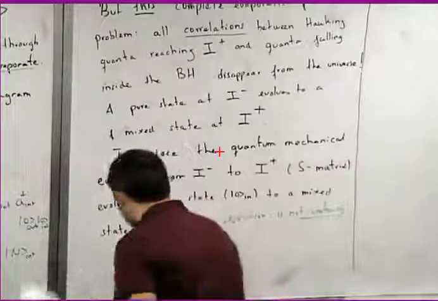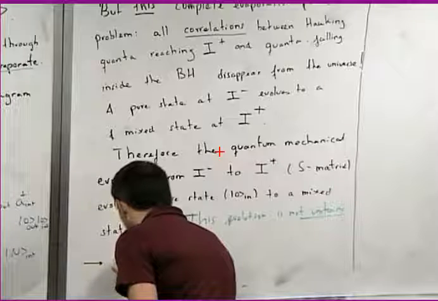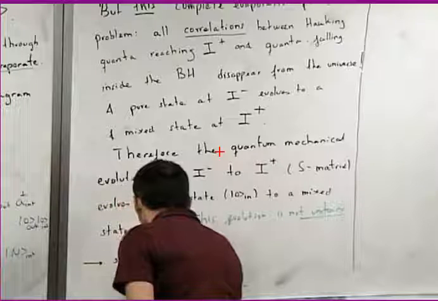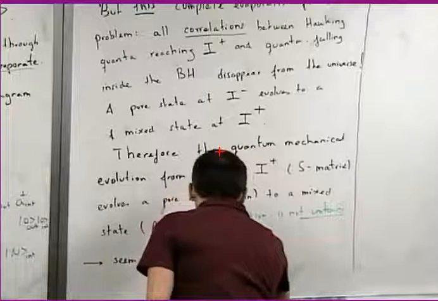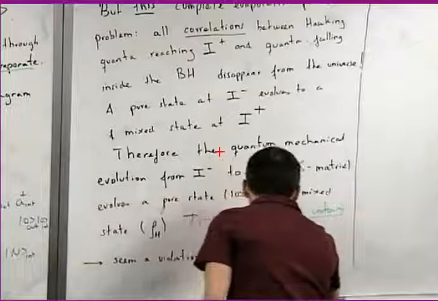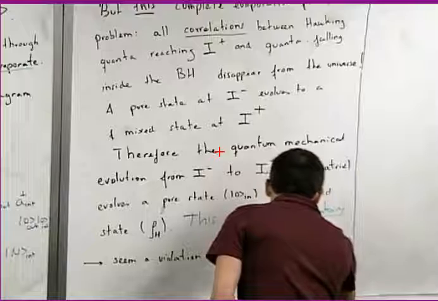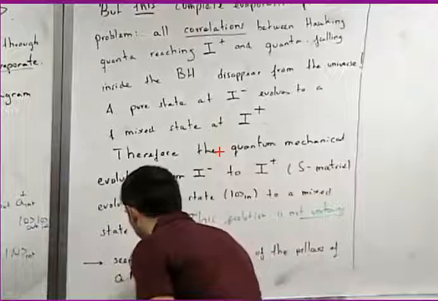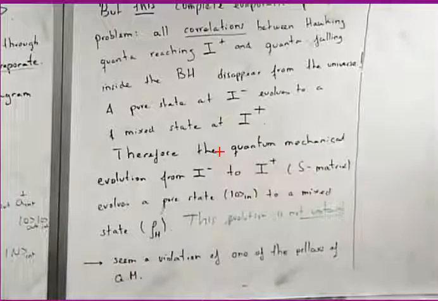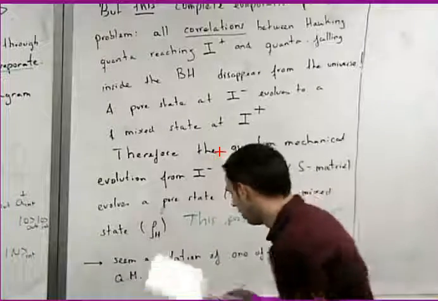So this seems a violation of one of the pillars of quantum mechanics. And this is a big issue. This is what we call the information loss paradox.